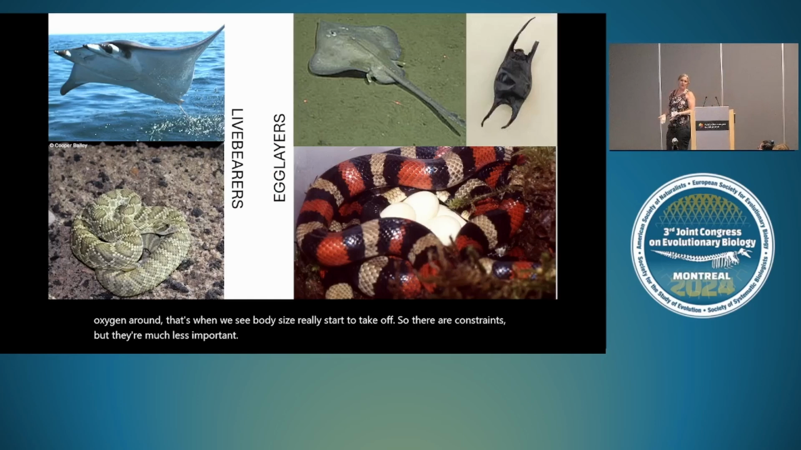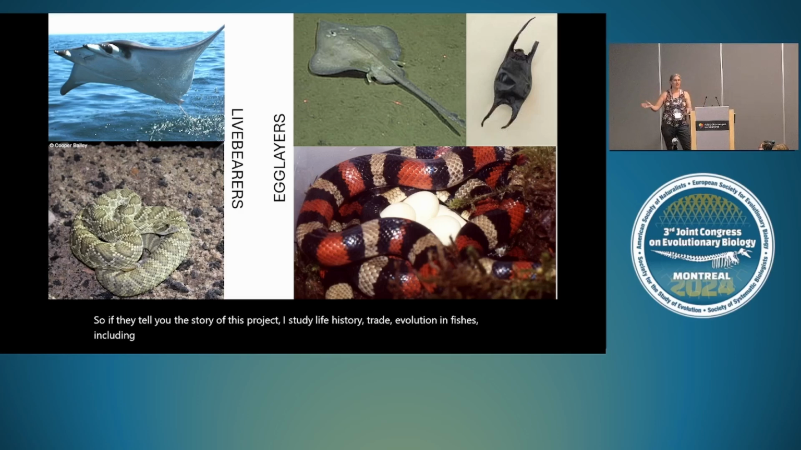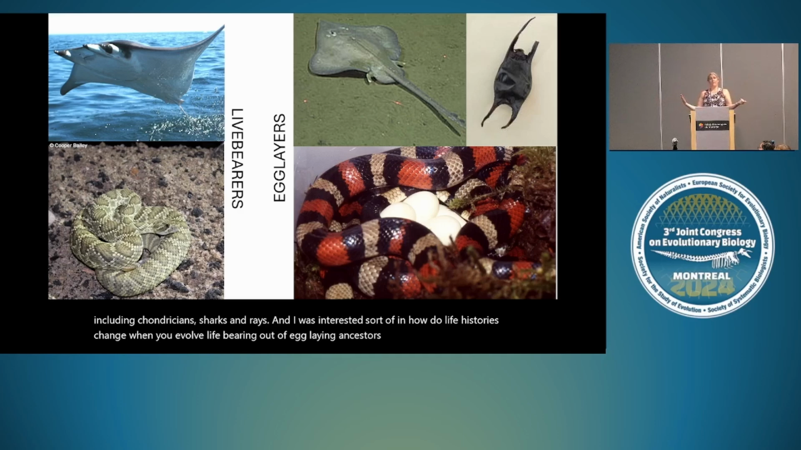So to tell you the story of this project, I study life history trait evolution in fishes, including chondrichthyans, sharks, and rays. And I was interested in how life histories change when you evolve live-bearing out of egg-laying ancestors. My postdoc, George, joined the lab. He had worked on very similar questions in snakes. We all know snakes are a great model for the evolution of viviparity. And he also was interested in thinking about not only viviparity, but transitions between terrestrial and aquatic habitats.